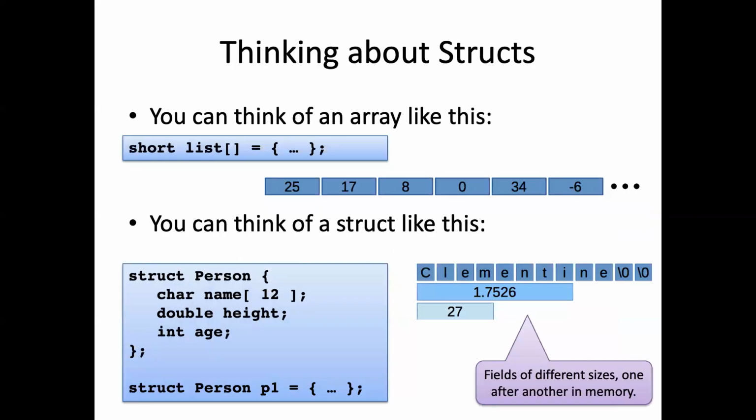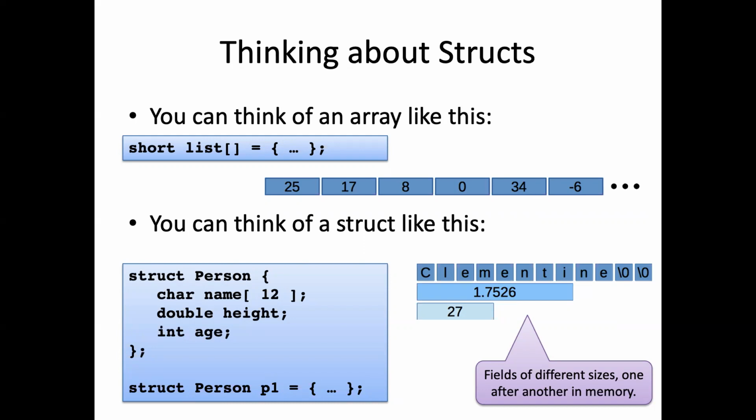I mentioned this a moment ago. For structs, we can think of how they're organized in memory. And I want to remind you for arrays, well, an array is a bunch of things, one after another in memory, all the same type, so all the same size. So an array of shorts, like I'm making up here, you could think of as being one short after another in memory. A struct is a collection of fields.